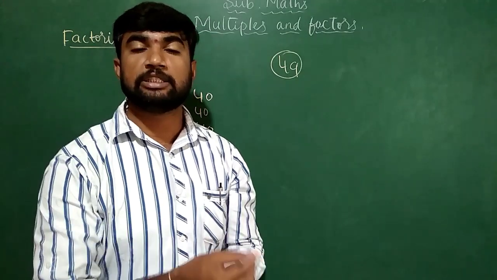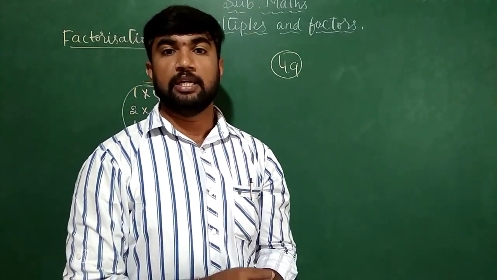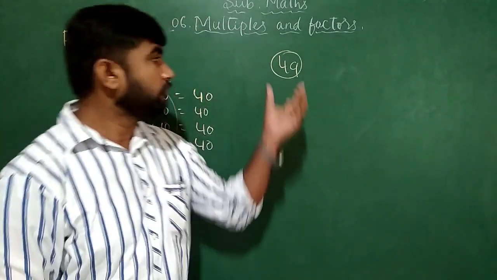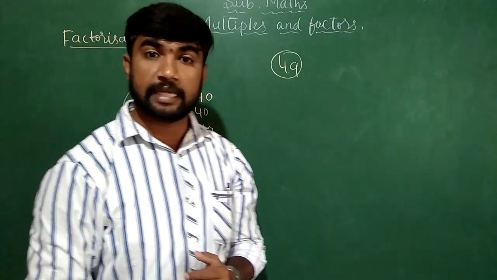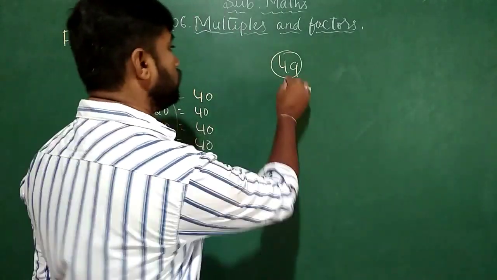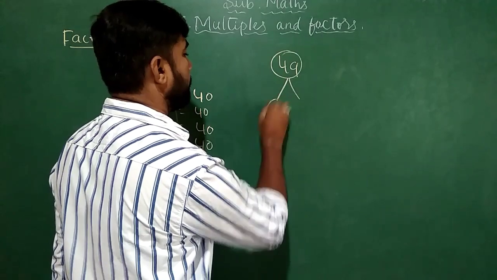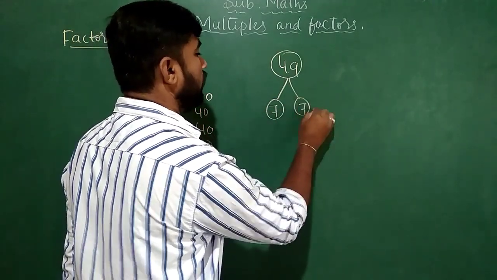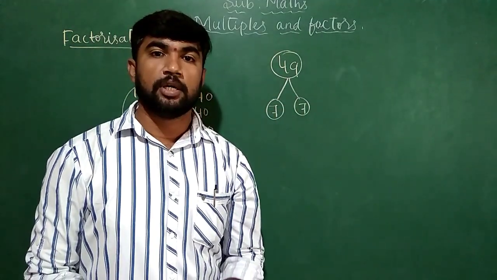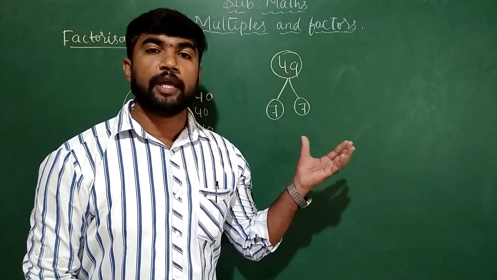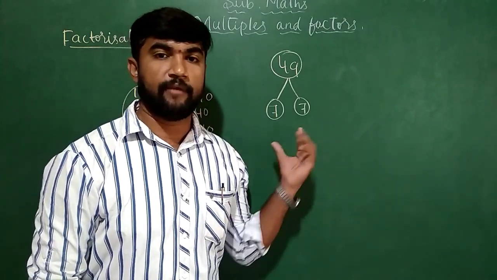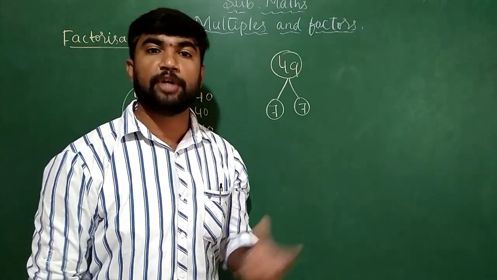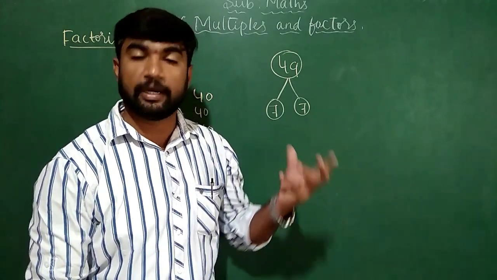Again, the next prime number is 7. 7 is a prime number. Is 49 a multiple of 7? Yes, 7 sevens are 49. So we got a prime factor 7, and 7 and 7. So this is the method to find the prime factors in the factor tree method.